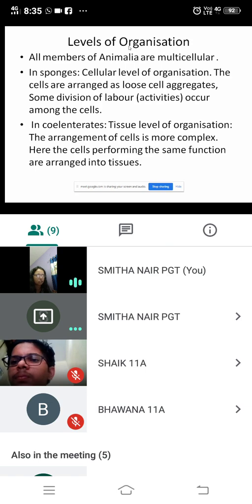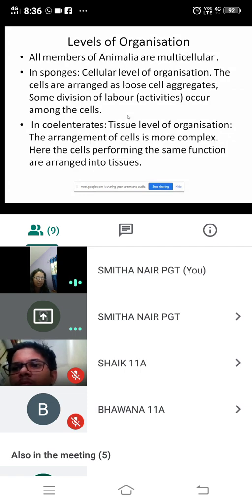In sponges, you have studied in ninth standard about sponges, Porifera. We will be studying in this chapter. So sponges are at the cellular level. Cellular level means they are simple organisms and the cells are arranged as loose cell aggregates. So not much complexity is there. The sponges have a simple cellular structure. Some division of labor occurs among the cells. So it is the cells that together perform all the activities in sponges.